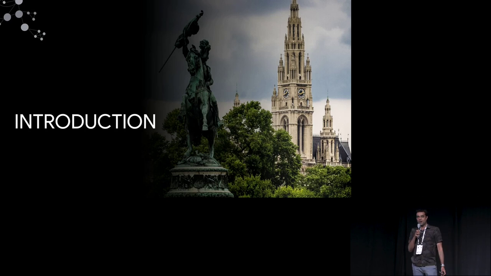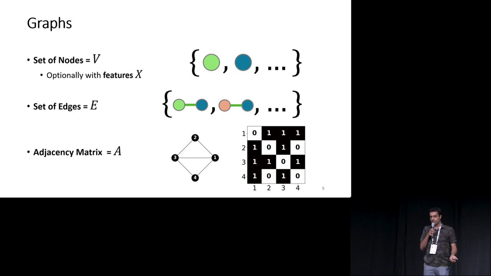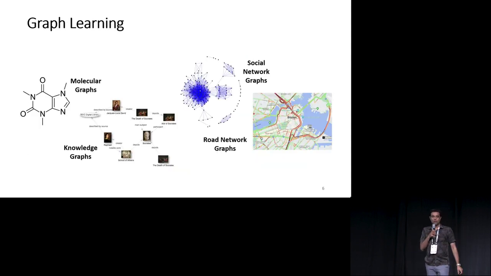Okay, so we'll start out with an introduction. I think most of you know what graphs are, but just for the sake of completeness, we have a set of nodes and some set of edges connecting various pairs of nodes. And you can represent a graph using an adjacency matrix that tells you which pairs of nodes are connected. Really, when we say graph learning, we mean machine learning on graph structured data. There's a wide variety of domains for which data naturally arises in a graph structure, for instance, molecular graphs, road network graphs, etc.